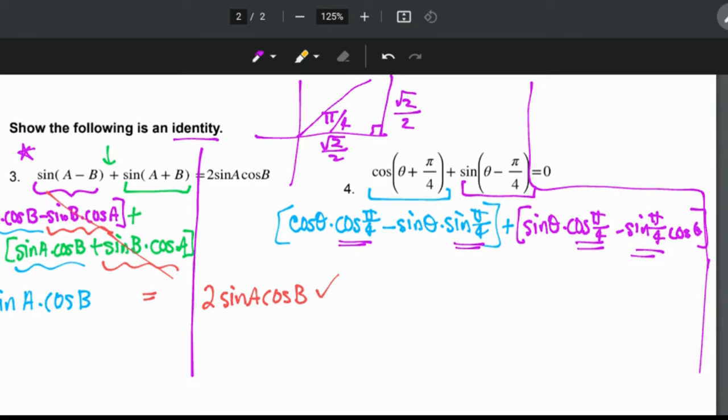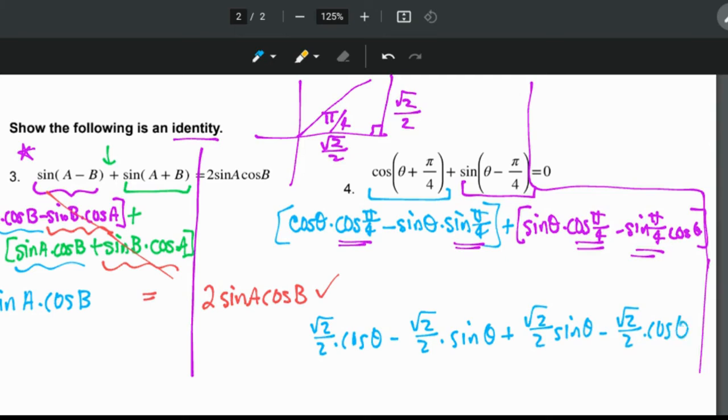So once we do that, now I have root 2 over 2 times cosine theta minus root 2 over 2 times sine of theta plus root 2 over 2 sine of theta minus root 2 over 2 times cosine of theta. And now I'm going to look for my like terms.